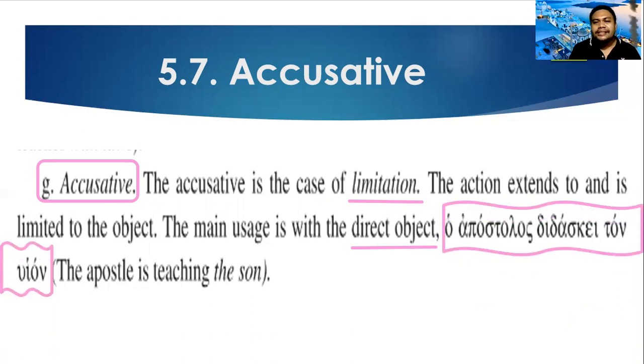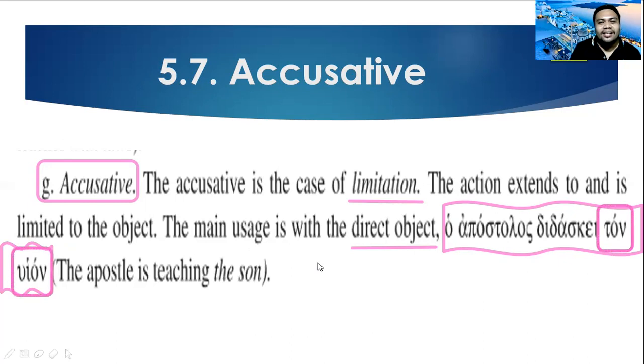Ho apostolos didaske ton theon. So it means the apostle teaches the son. So the son here is the accusative or the direct object. As we have seen earlier, like the apostolon, the angelon, and theon. So that is the accusative case. So it is a case of limitation. Is that clear? All right.